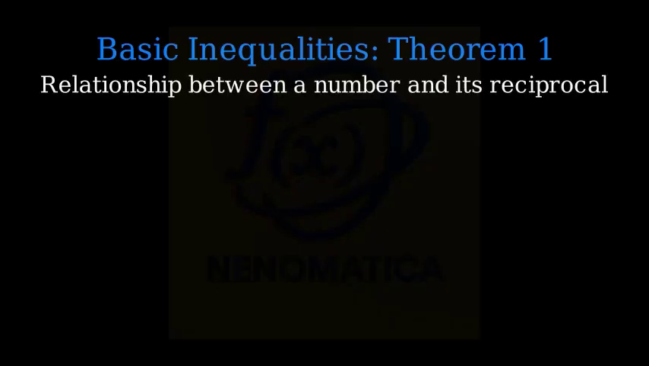Welcome to this math video, where we'll explore an important theorem in basic inequalities. This theorem relates to the arithmetic mean geometric mean inequality, but with a specific focus on a number and its reciprocal. Let's start with the first part of the theorem. If a is greater than 0, then a plus 1 over a is greater than or equal to 2. Let's prove this first part of the theorem.